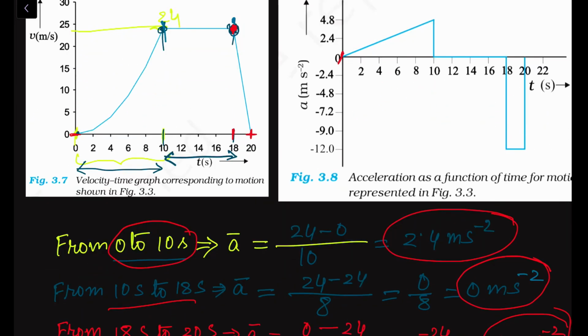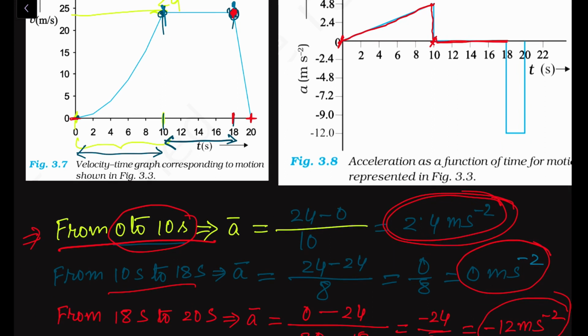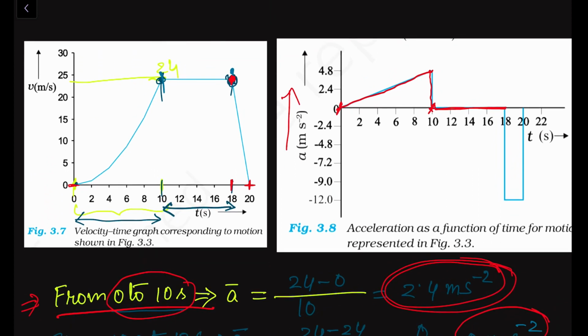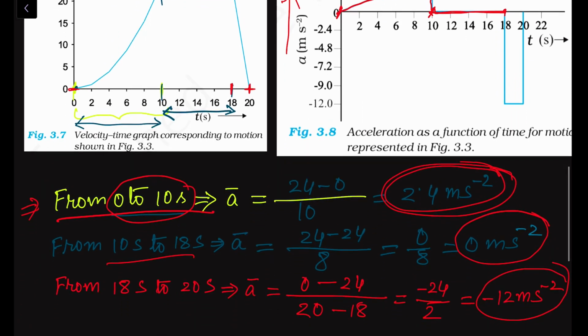So from 0 to 10, this one is the first case. From 0 to 10 second we have 2.4 meter per second square. This is a uniform acceleration, so it is increasing at a rate of 2.4 meter per second square. And after this point, from 10 to 18, we have 0 acceleration. This is the acceleration graph along the y-axis. From 10 to 18 we have 0 acceleration, so there is no velocity change we can see here. And in the last case it is minus 12 meter per second square.